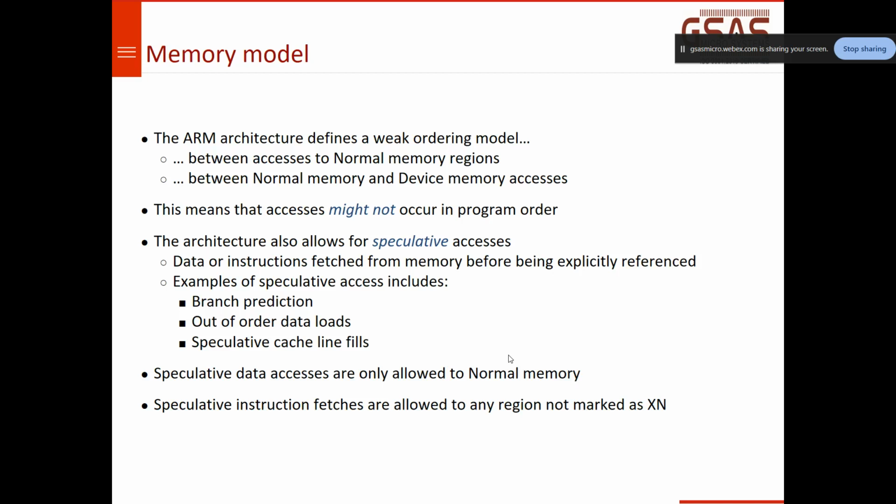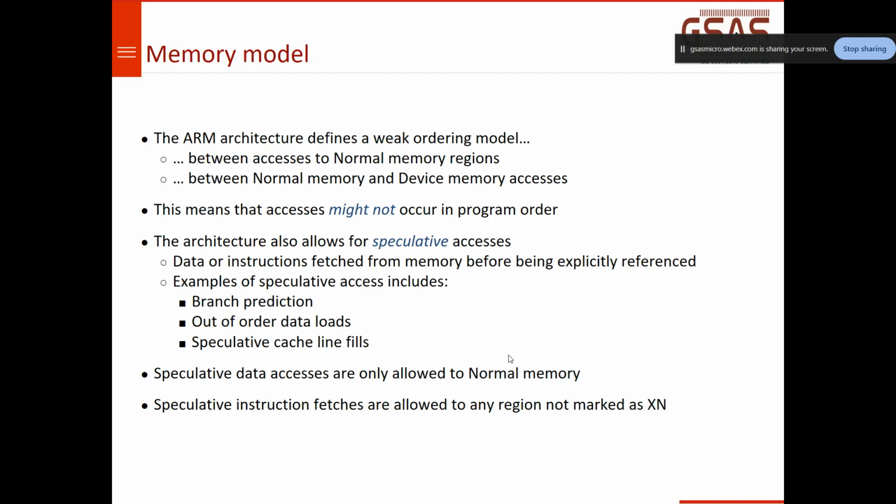So it is called a weak memory model, a weak ordering model. Normal memory regions are always weakly ordered. Weakly ordered means the code may not be executed by the processor in order. It's not compulsory, but in some scenarios it may not execute the code in order. Why? Because the ARM architecture allows something called speculative access.